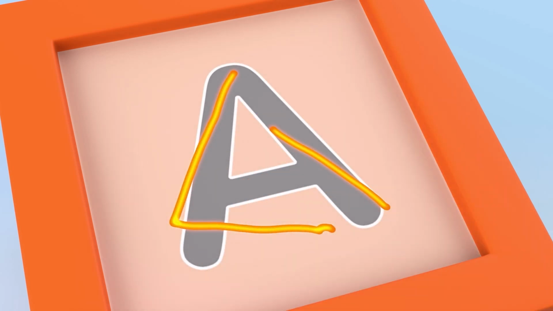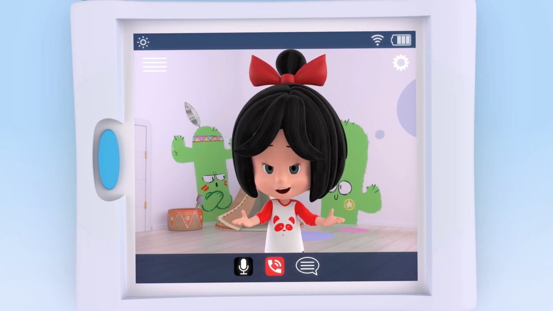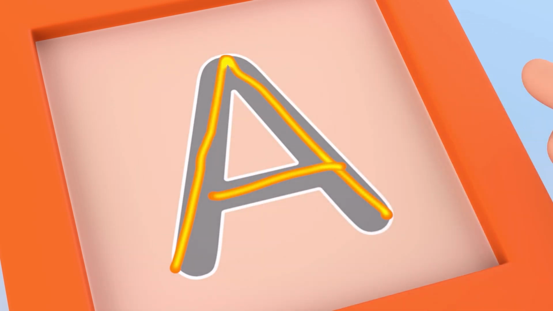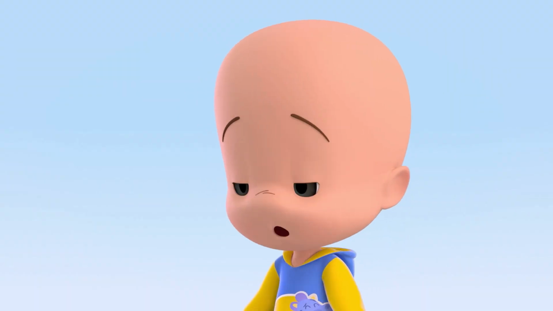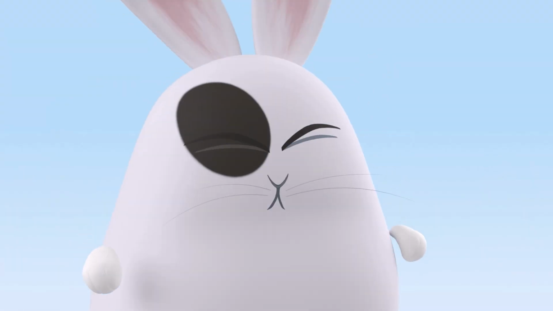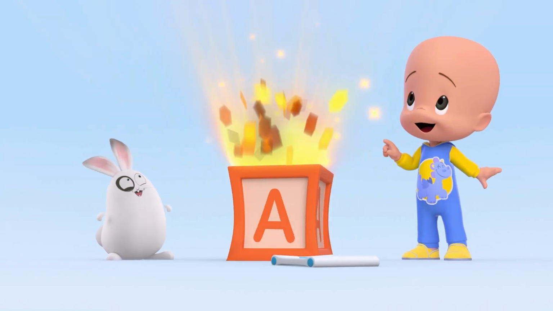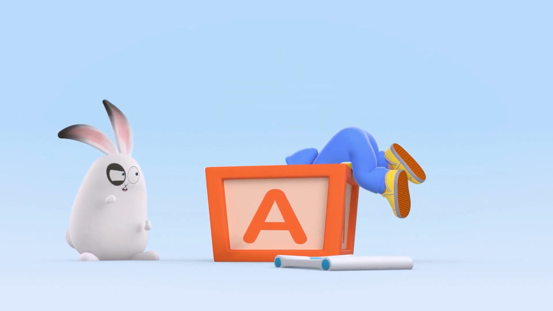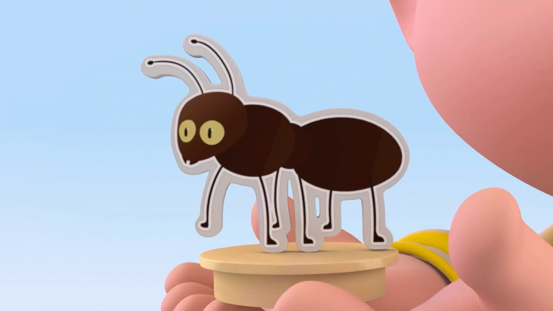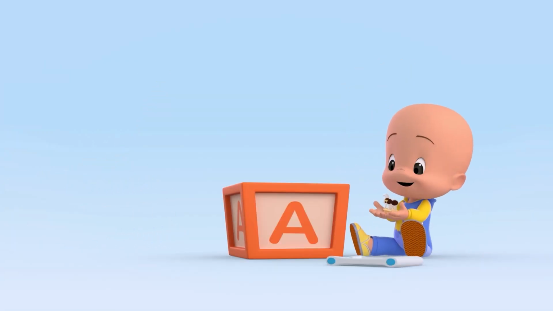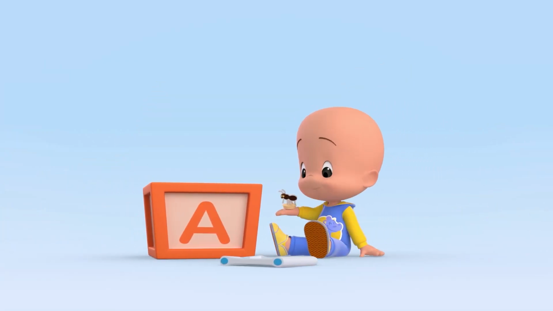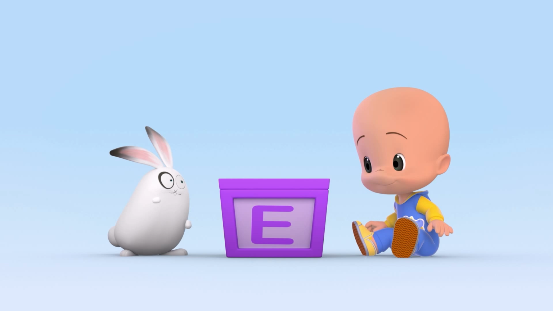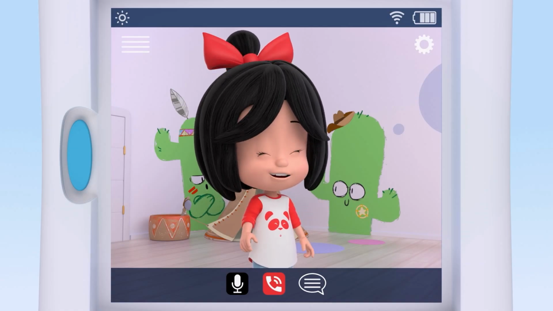A! Try again. Follow the lines. A! Ant! That's right. A is for ant. Don't you know which animal begins with an E?